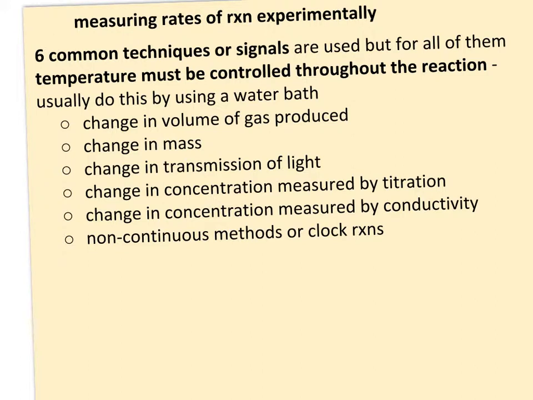So common techniques used to determine the rate of reaction are change in volume of gas produced, change in mass, that's of your reactants typically, although it could go up or down, change in the transmission of light, so there's a color change with your reactant and product, change in concentration measured by titration, so there's a pH change, change in concentration measured by conductivity, so there's a change in ions, or something called a non-continuous method or a clock reaction where you look for a certain point to be reached.